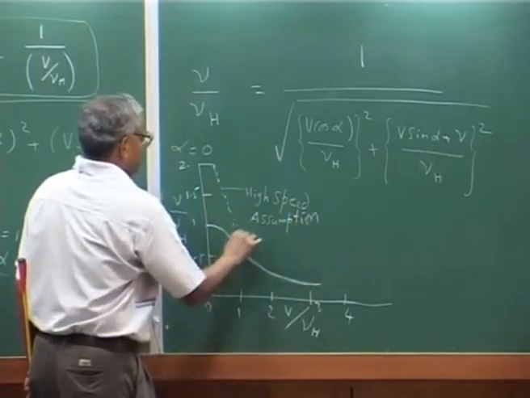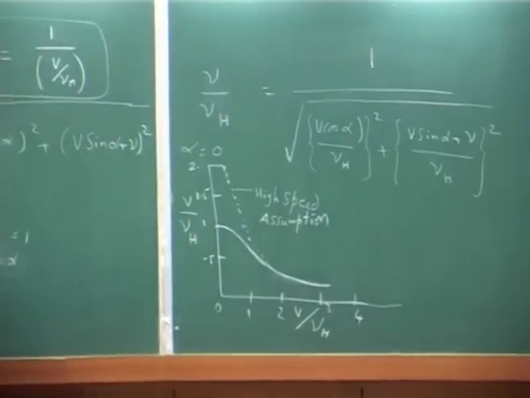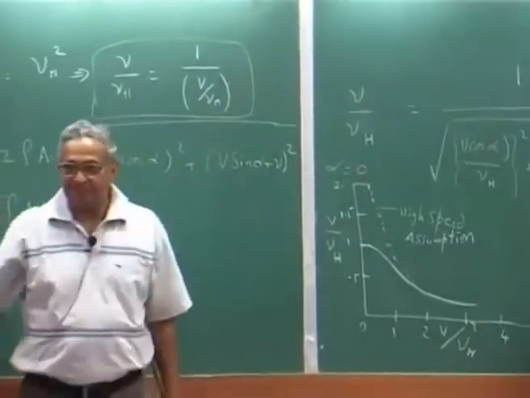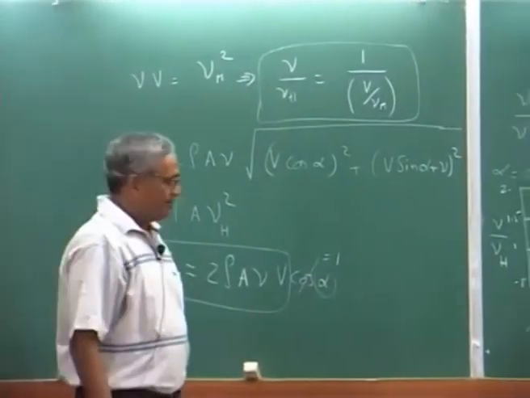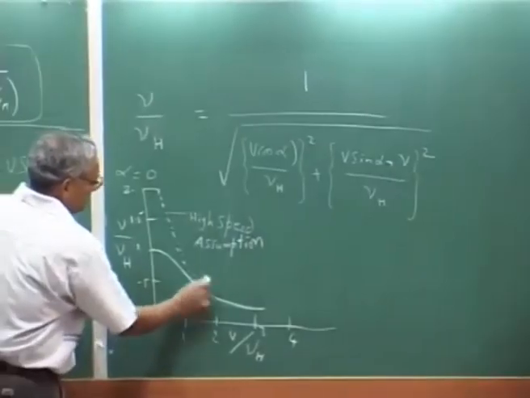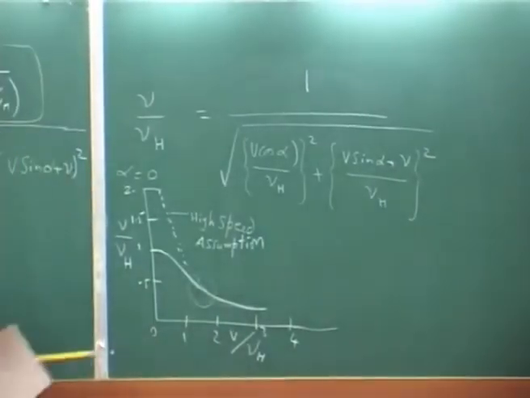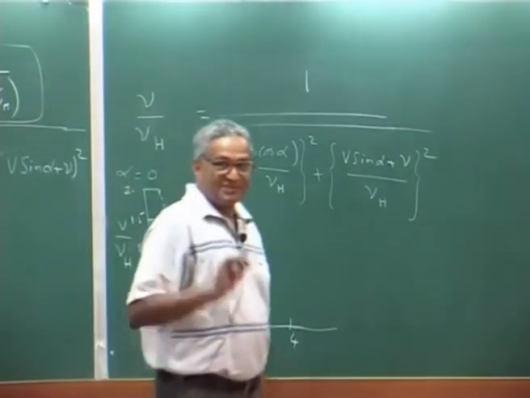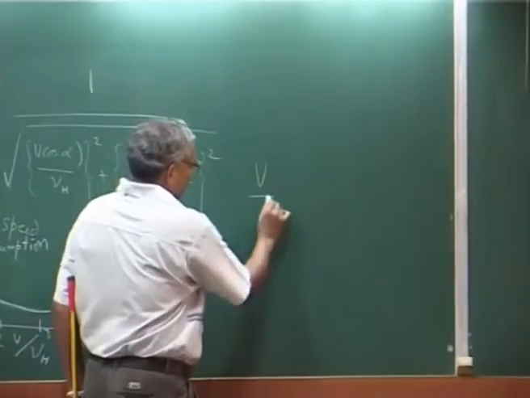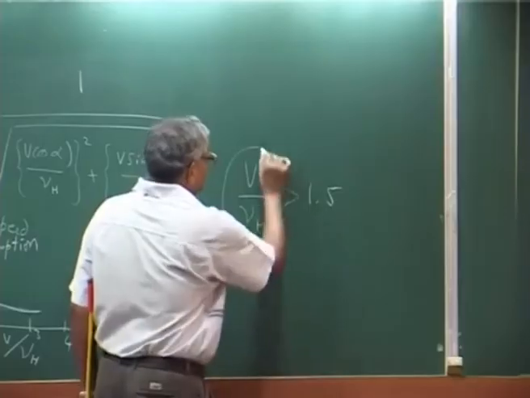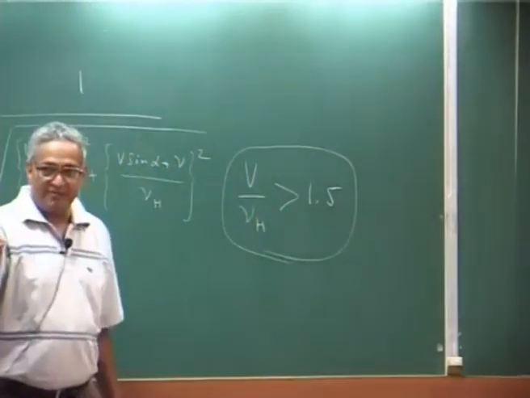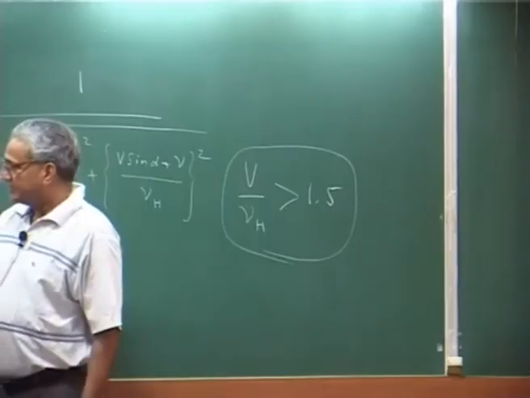This curve, because you know that as v becomes 0, this is going to become asymptotically infinite. But in general, the deviation will start at V over nu h greater than 1.5. Okay. So, now your question is V over nu h. You can make this assumption greater than 1.5, the high speed assumption is fine.